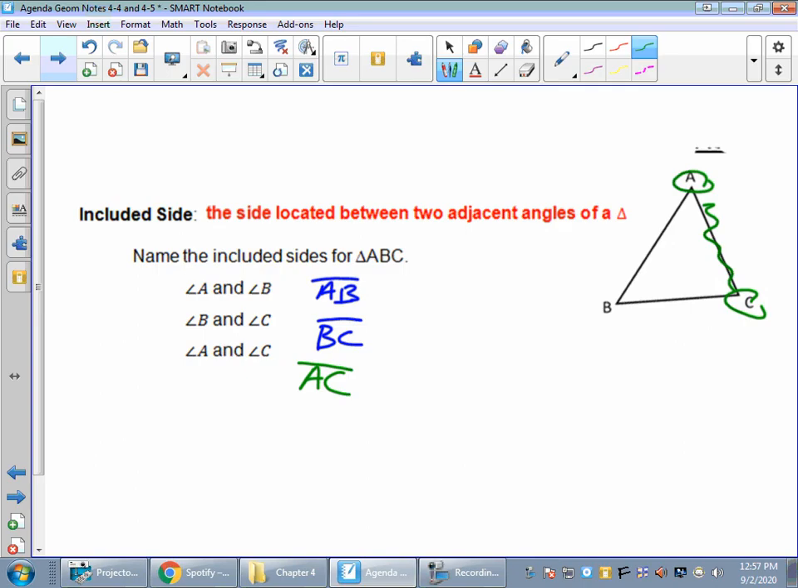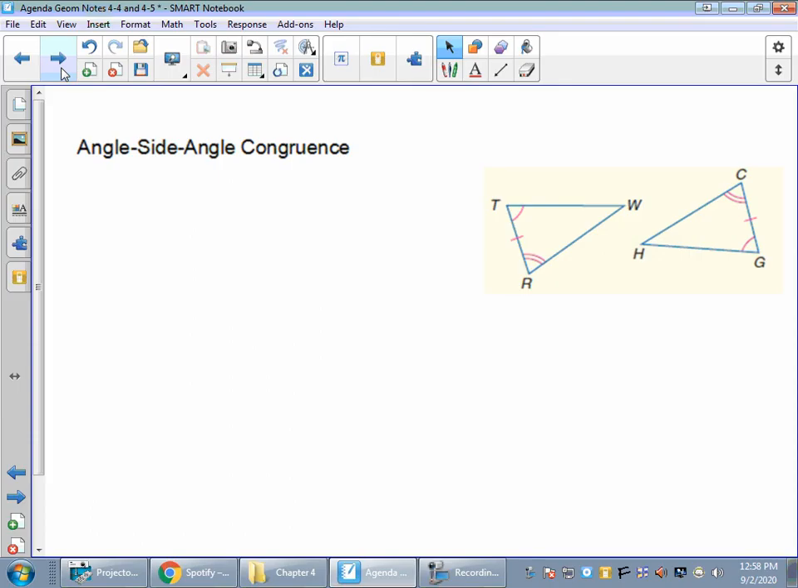And one thing to think about here, because it shows us where we're headed, is if this angle here was congruent to an angle on a different triangle, and this angle here was congruent to an angle on a different triangle, and this side was congruent to a corresponding side on a different triangle, well, then we could say angle, side, angle. Angle here, the side here, the angle here, and that's where we're leading. So angle, side, angle congruence, you can rewrite it ASA.